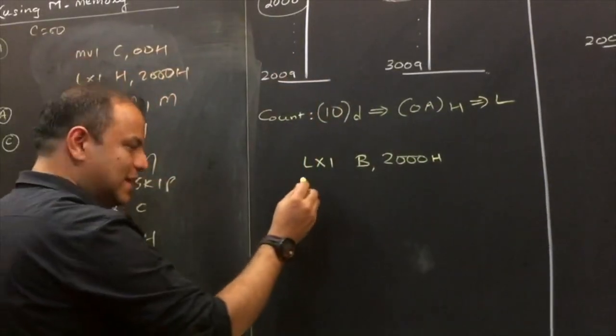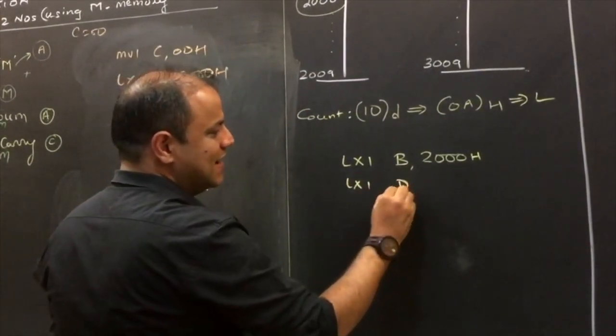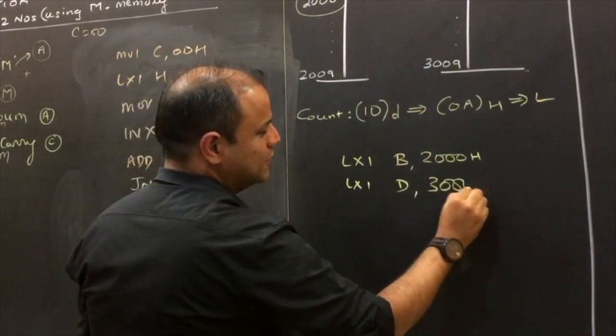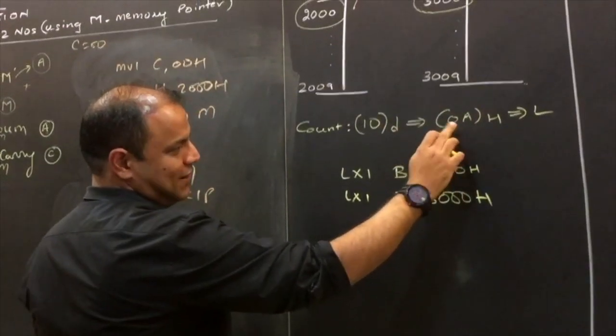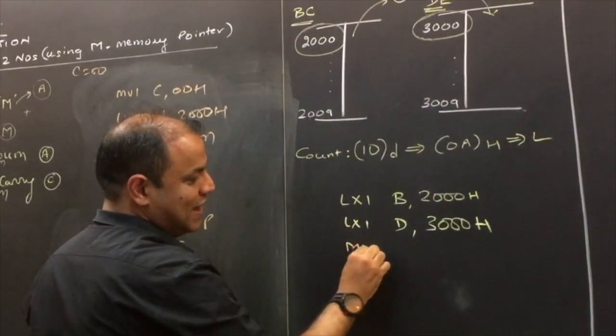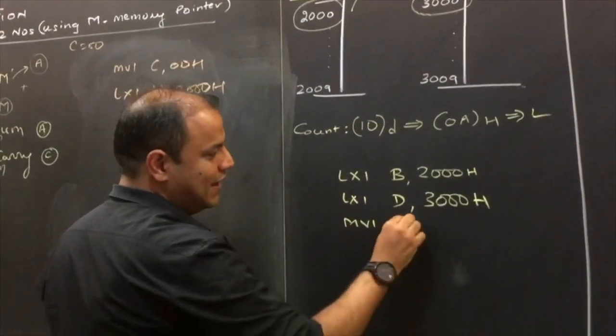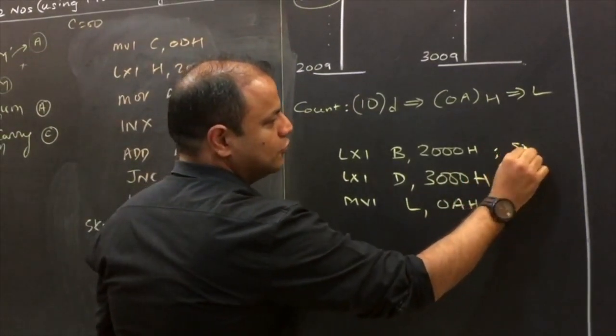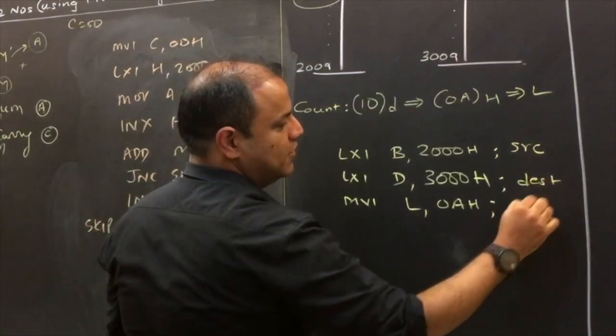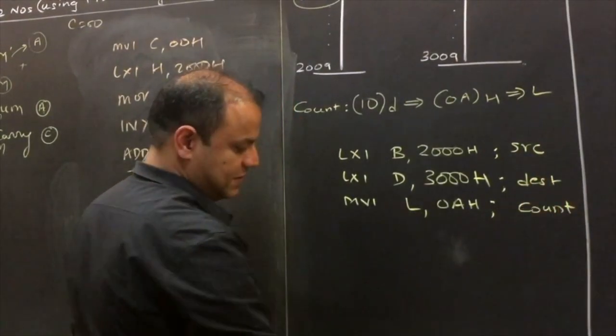Now initialize DE pair. Come on. LXI D, 3000. So I have initialized DE pair. Now initialize your count L with the value 0A. MVI, okay, it's a single register. MVI L, 0AH. So this is your source pointer, this is your destination pointer, and this is your count. Please tell me, is this much clear?